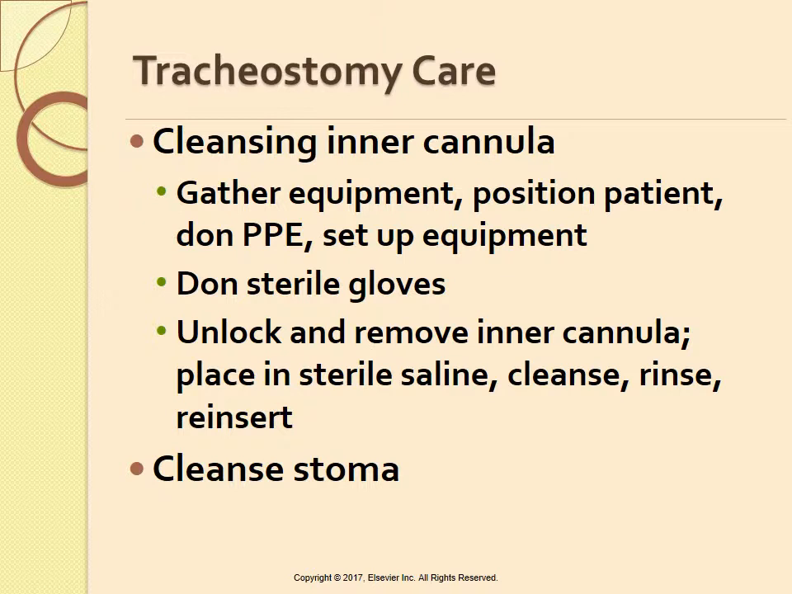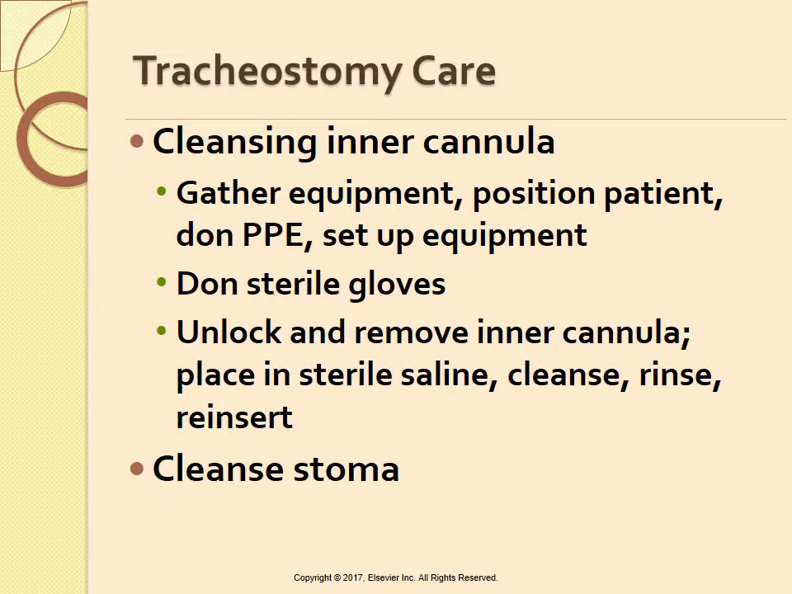Hydrogen peroxide, 3%, is no longer recommended unless an infection is present. If used, the inner cannula and skin must be rinsed with sterile water or normal saline afterwards to prevent trauma to tissue. Step number 8, unlock and remove inner cannula if present. Many trach tubes do not have inner cannulas. Care for these tubes includes all steps except for inner cannula care.